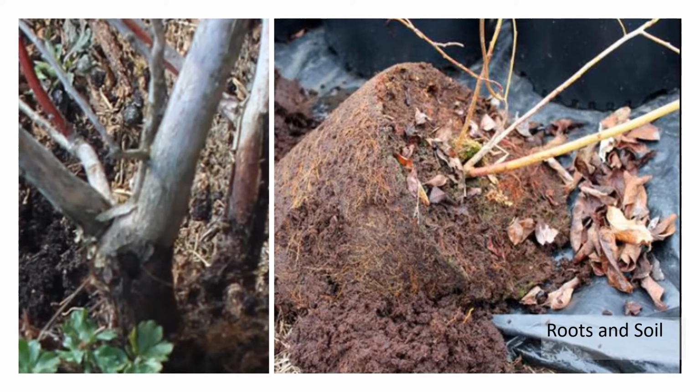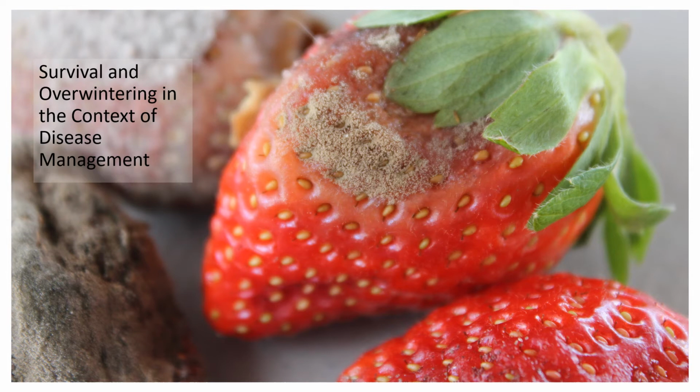And then finally, roots and soil can be an overwintering site, particularly for soil-borne pathogens. Those that either overwinter in dead and diseased roots, or spore structures, survival structures that can dislodge and overwinter in the soil itself, and those will move around in soil particles or attach to soil particles. So soil-borne pathogens will typically overwinter in roots or in soil, or a combination of the two.